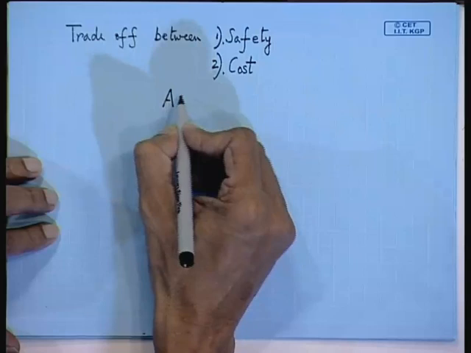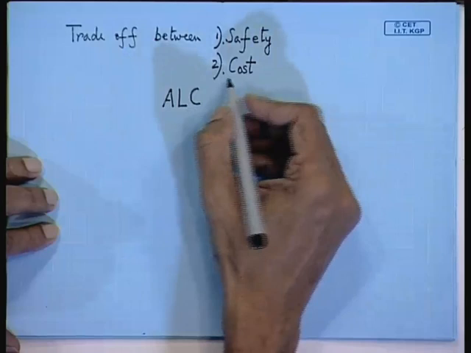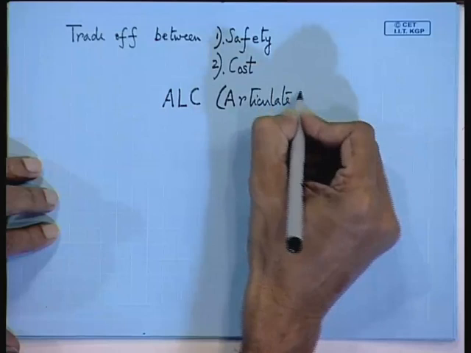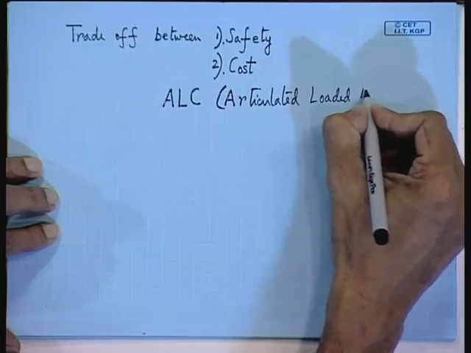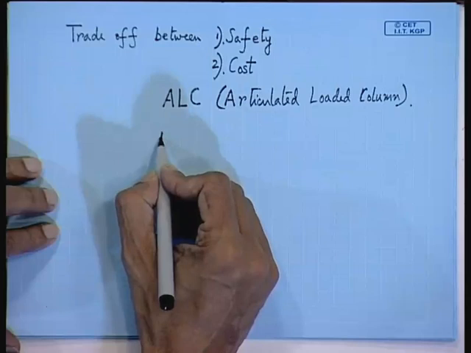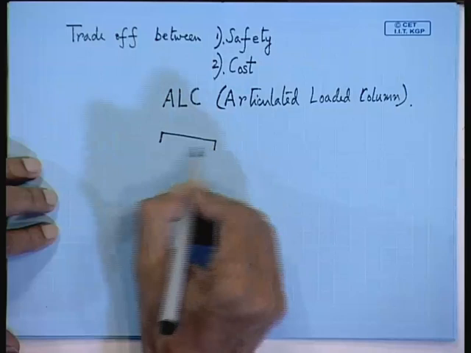ALC is another name for articulated loading column. I think I gave you the diagram last class. Now, in this configuration, you can see that the marine riser you can take inside, but this is a slightly larger buoy. You can have a heli deck, cranes and all that on top of the deck. So this is your buoy.